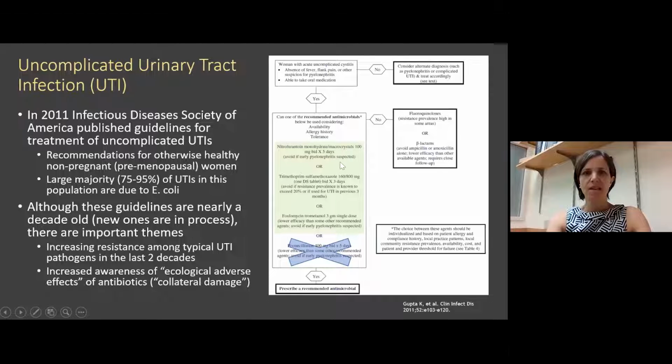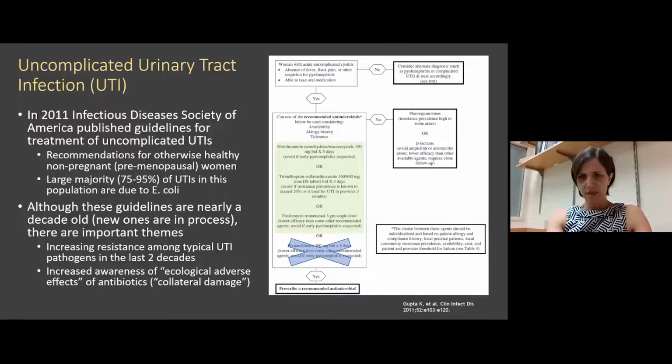So they recommend nitrofurantoin for 5 days or trimethoprim sulfa for 3 days if you are in a scenario where E. coli resistance is less than 20% at your center, which you do need to be mindful of, or fosfomycin, which is kind of a funny drug we'll talk more about on the next slide. It's given as a single dose. It's a packet that's mixed up.